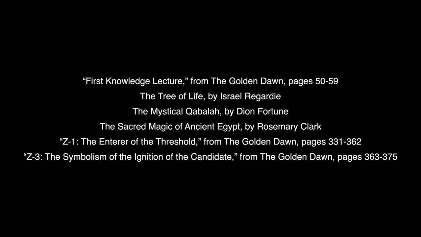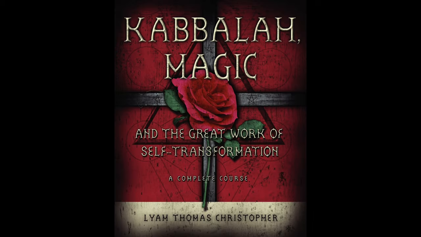The first knowledge lecture from the Golden Dawn, pages 50 through 59. The Tree of Life by Israel Regardie. The Mystical Kabbalah by Dion Fortune. The Sacred Magic of Ancient Egypt by Rosemary Clark. Z1, The Enterer of the Threshold, from the Golden Dawn, pages 331 through 362. Z3, The Symbolism of the Ignition of the Candidate, from the Golden Dawn, pages 363 through 375. There you have it. Once again, I strongly encourage this book.